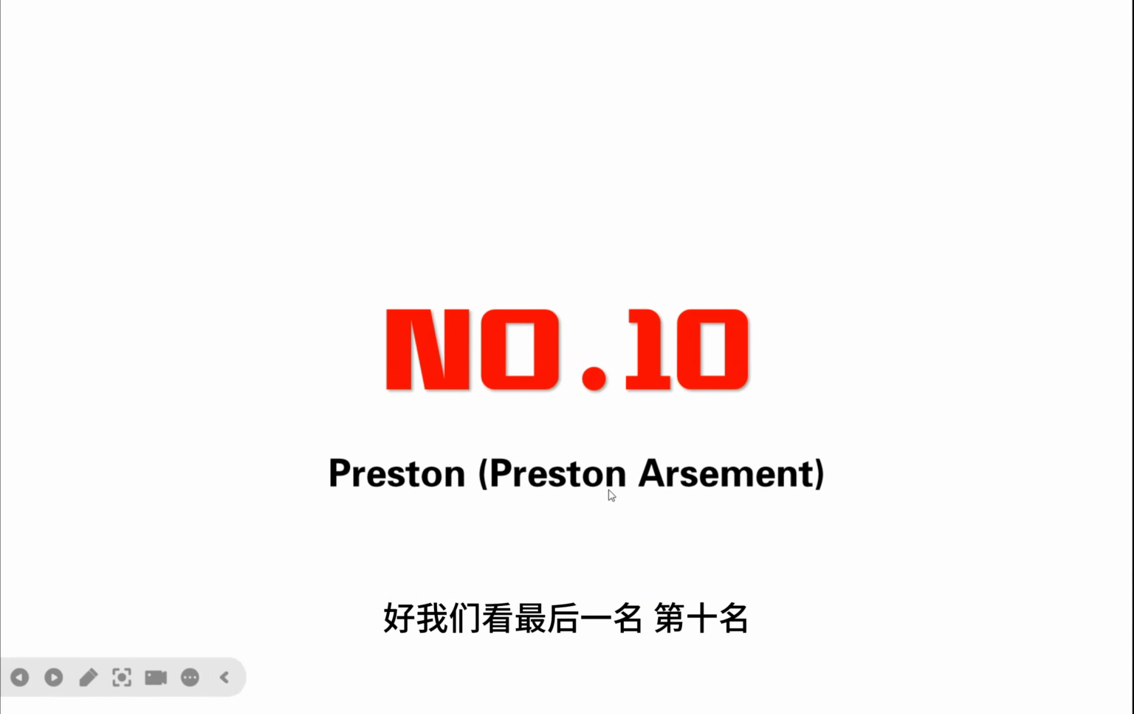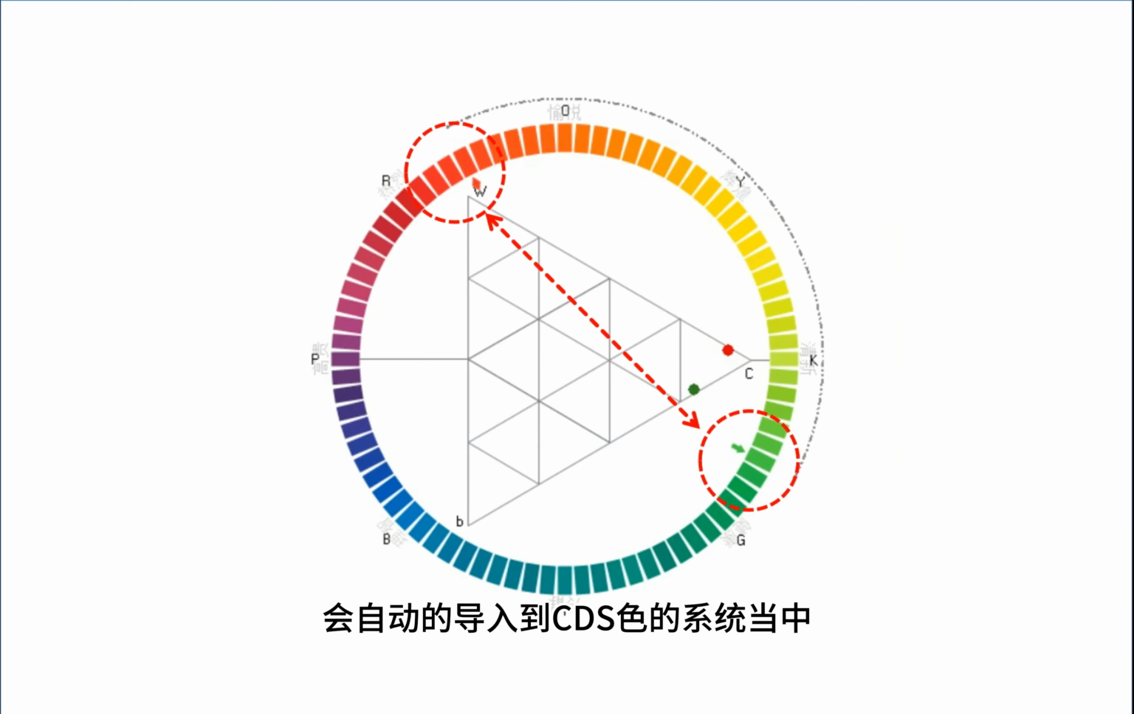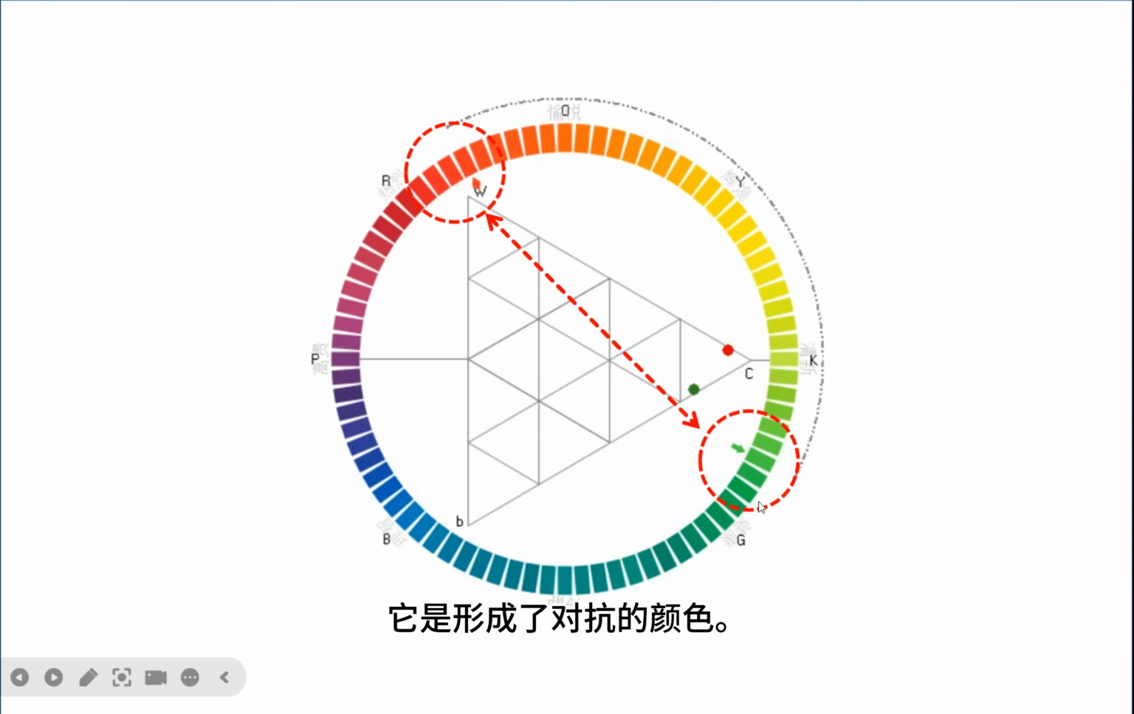Okay, let's look at the last place, the 10th place. This design is obvious. The color opposition in visual vision is very strong. Let's do a color analysis. We extracted its red color and green color. We get a group, system coding of CDS colors. We will code this system, and it will be automatically imported into the CDS color system. Let's take a look. It is a color that forms a confrontation.